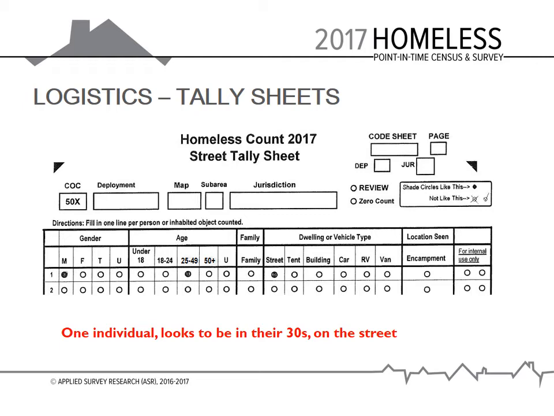So you would mark unknown if the individual is sleeping in a sleeping bag or has a hat or a hood on and you can't tell whether they're male or female. It's okay to put unknown. Then you select the age category that you are assuming they're in, and then you go over to the dwelling or vehicle type and you write where you saw them. Since this individual is on the street, you fill in the bubble for street.